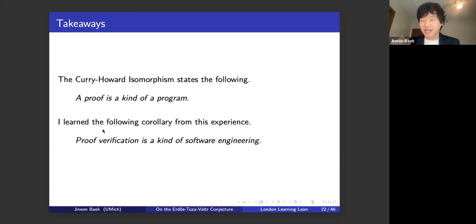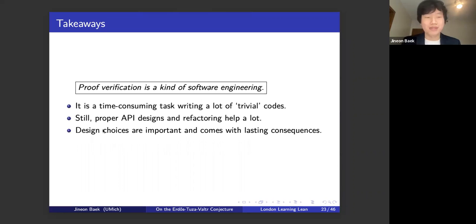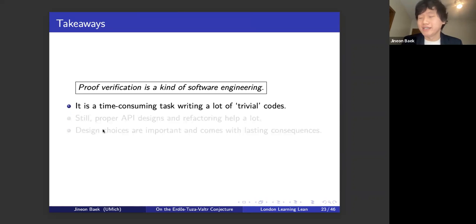So we need to have some care, and there's some craftsmanship and art going behind it. It's not that I'm good at it, but I learned that this happens with formalization. So I especially have these three takeaways as I formalized my own result. First is a time-consuming task, writing a lot of trivial code. So I want to first go through that. And with this, it will also be an opportunity for me to talk about how it's implemented.